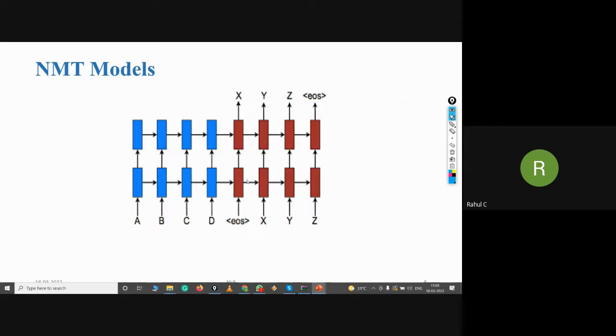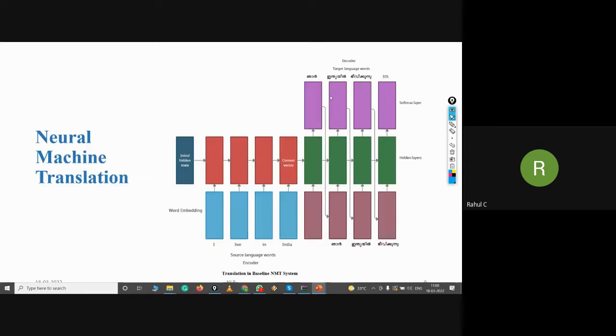So in the translation also, you are giving X as input, and the output is produced. This X comes here, and this Y comes here, like this. It is producing the translation, and this is the end of the sentence. So this is the basic NMT model, the neural machine translation model. This is exactly what I explained here.